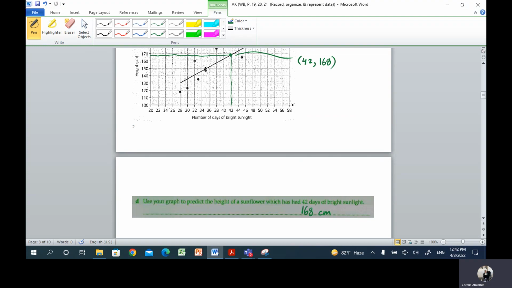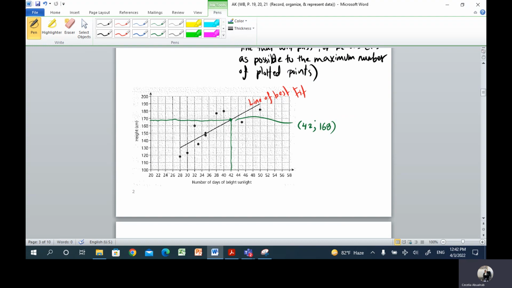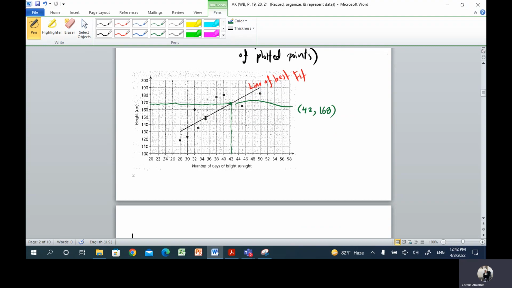So this point on the line of best fit is 42, 168. It's just like you're plotting a point on the line of best fit, and you're finding the x and y, where the x represents the number of days of exposure to sunlight, and the y represents the height of the plant.